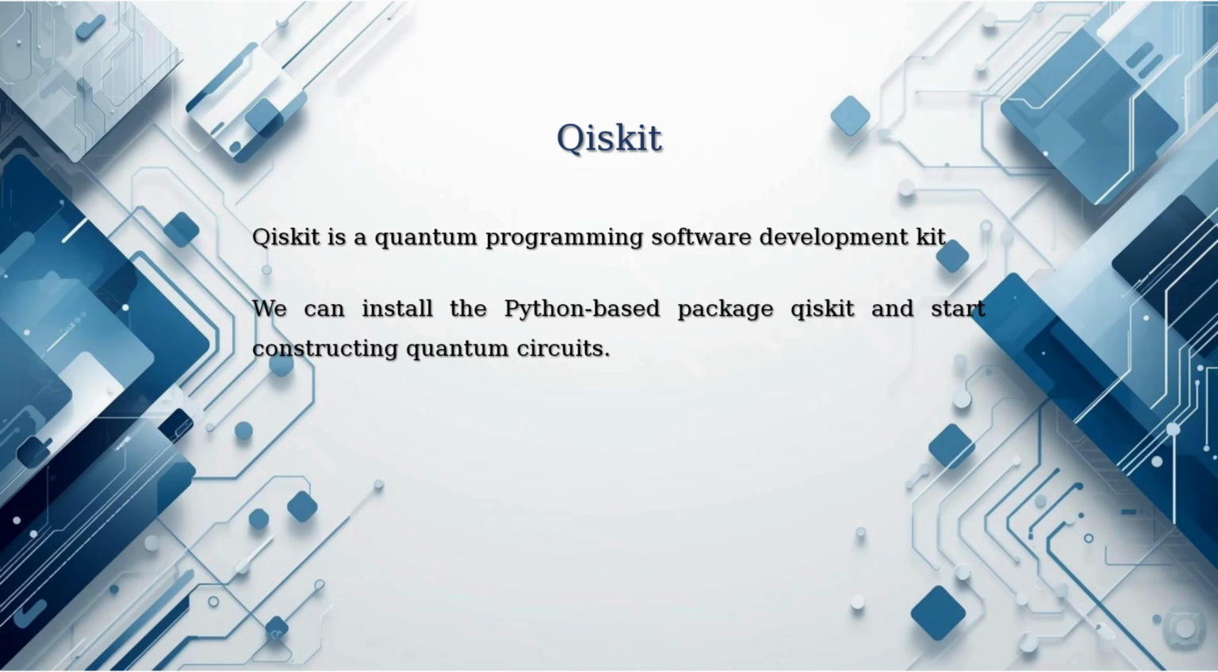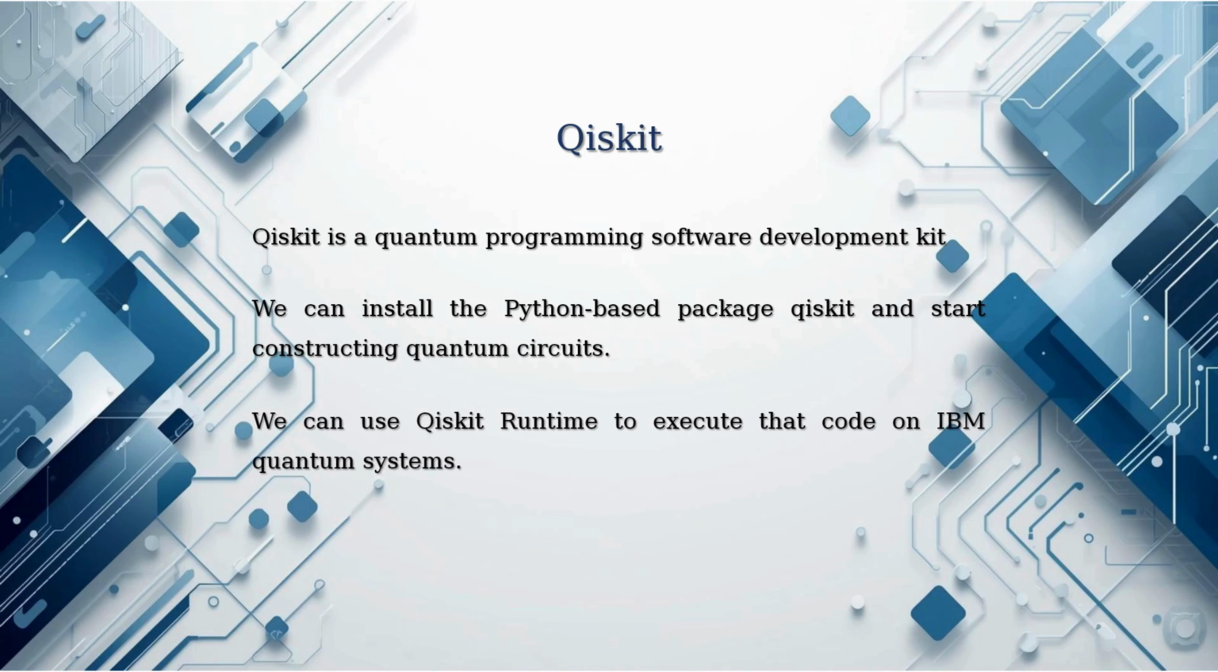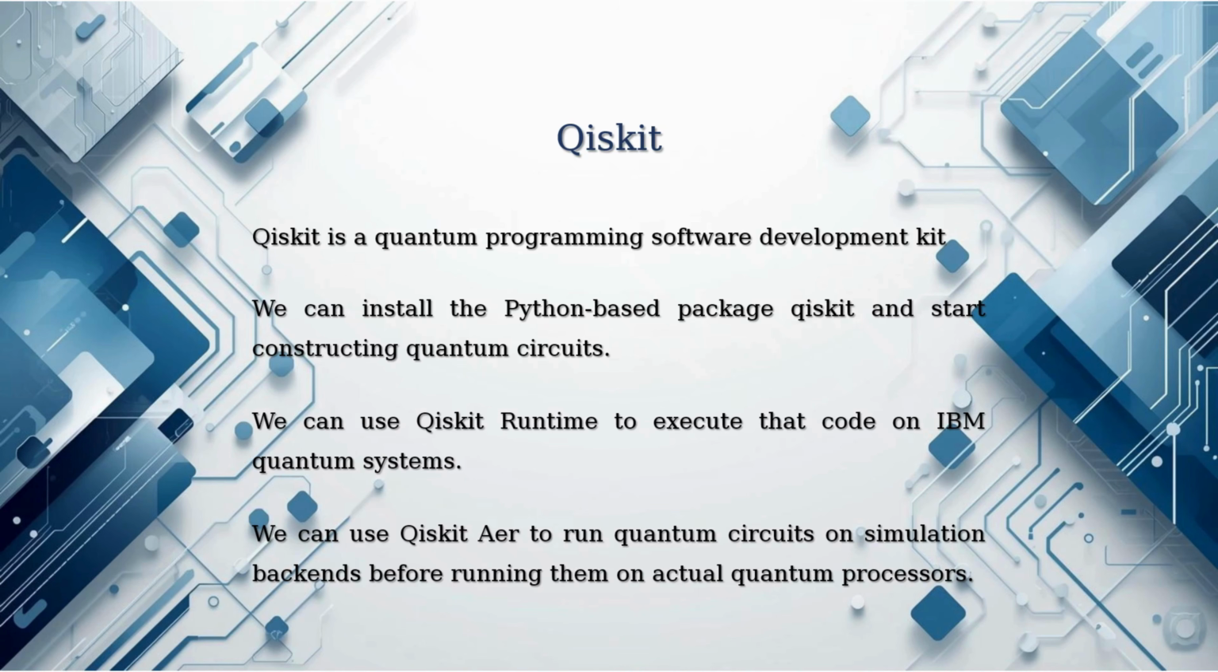For example, we can install the Python-based package Qiskit and start constructing quantum circuits. We can use Qiskit Runtime to execute that code on IBM quantum systems. We can also use Qiskit Aer to run quantum circuits on simulation backends before running them on actual quantum processors. In our next video, we will discuss how to use Qiskit for quantum programming.